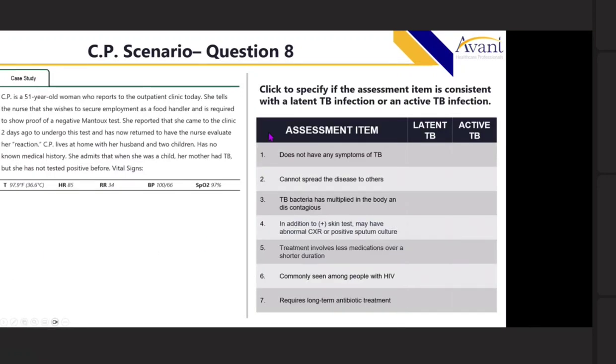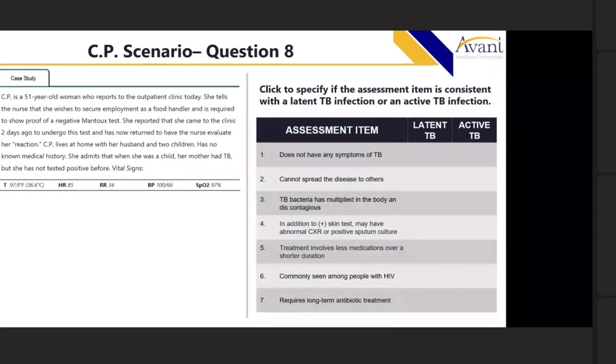All right, so now they want us to click to specify if the assessment item is consistent with a latent TB infection or an active TB infection. So this question isn't about CP, really. It's about TB itself, right? As a topic, as knowledge. This is really a knowledge question. This is basically a select all that apply. Is it TB or is it not TB? Yes or no? They're just asking you to fill up both of your buckets. Is this a yes bucket answer or a no bucket answer?